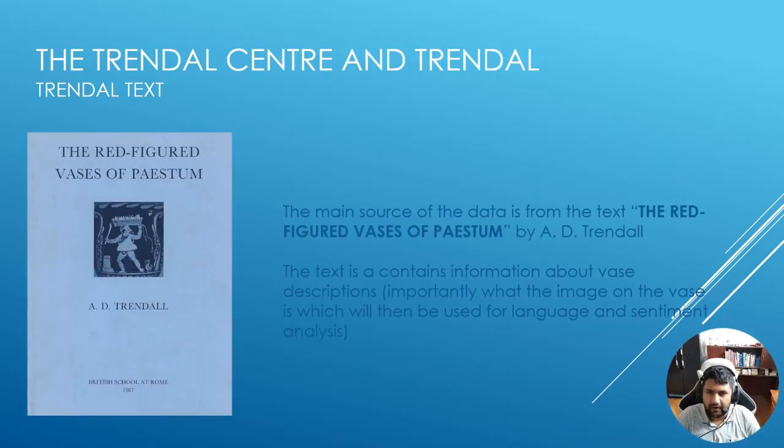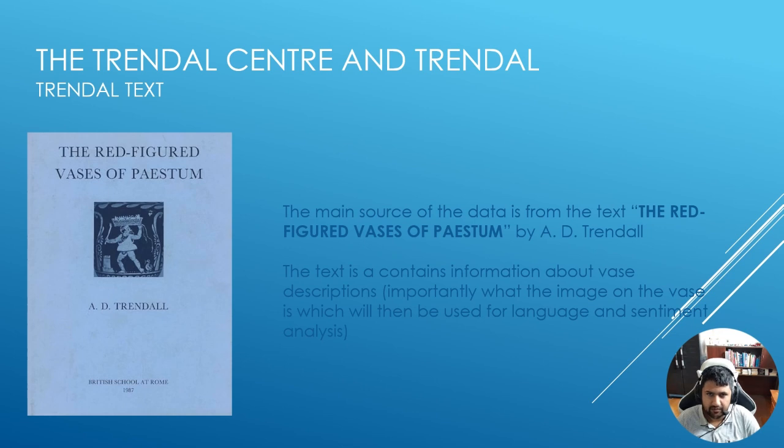The main source of data is from the Red Vases of Paestum by A.D. Trendall, an archaeologist who's primarily known for his work on analyzing Greek ceramics. The text primarily contains information about the various vases that he has analyzed, mainly containing what each of the vases depicts. These descriptions can then be used for sentiment analysis, for comparison, and to describe patterns found from his descriptive language.